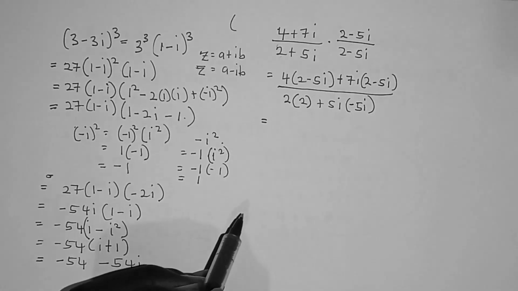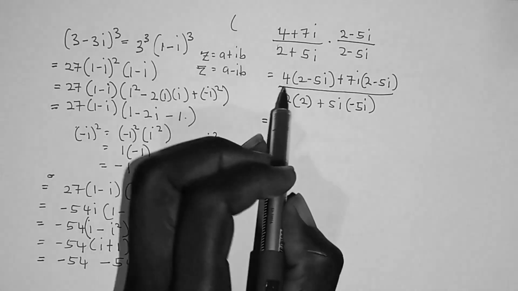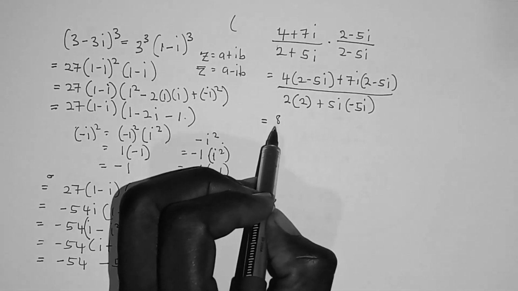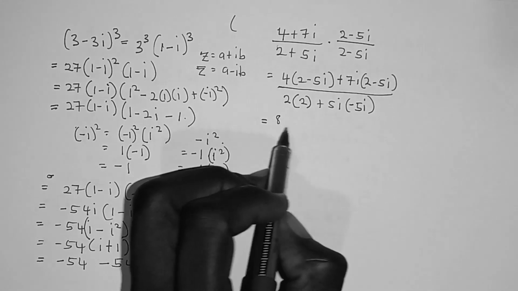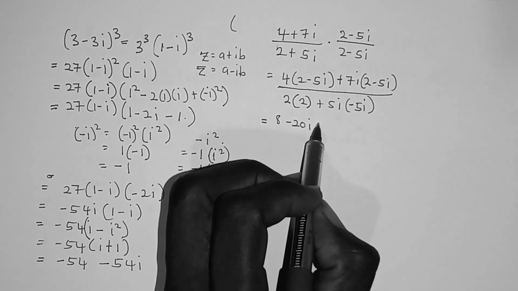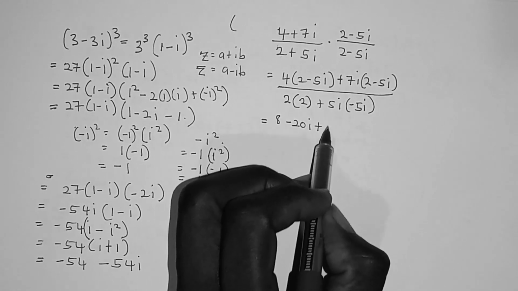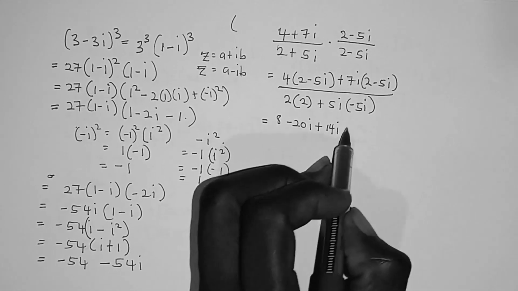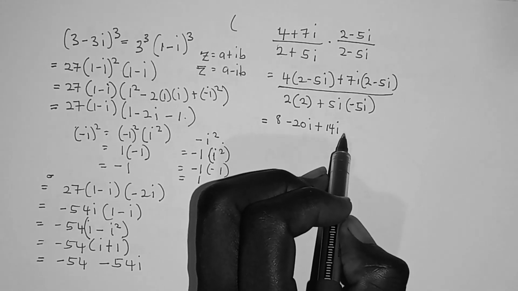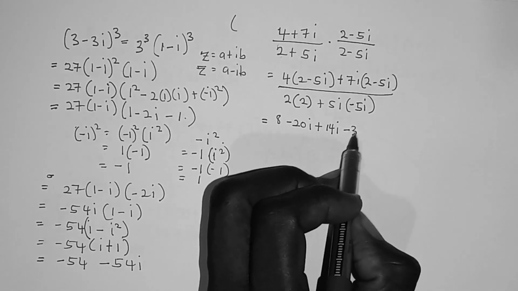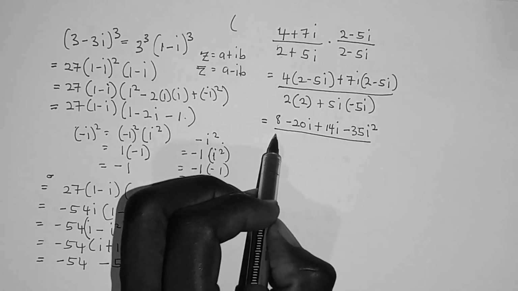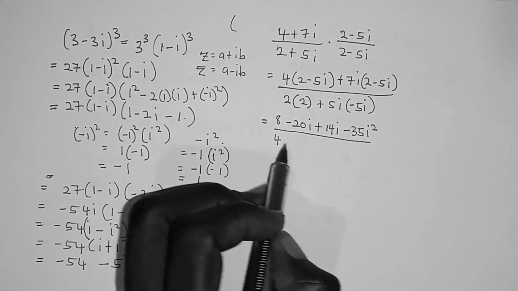So this is equal to 4 times 2 is 8. Then 4 times minus 5i is minus 20i. And plus 7i times 2 is 14i. Then 7i times minus 5i is minus 35i squared. Divided by 4, 2 times 2 is 4.